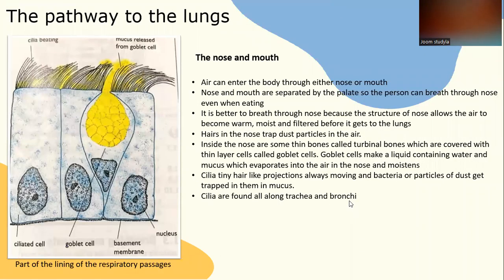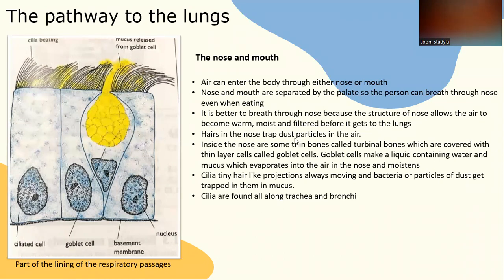The pathway to the lung. This is the diagram that shows part of the lining of the respiratory passages, the nose and mouth. Air can enter the body through either the nose or the mouth. The nose and mouth are separated by the palate, so a person can breathe through the nose even when eating. It is better to breathe through the nose because the structure of the nose allows the air to become warm, moist, and filtered before it gets to the lung.